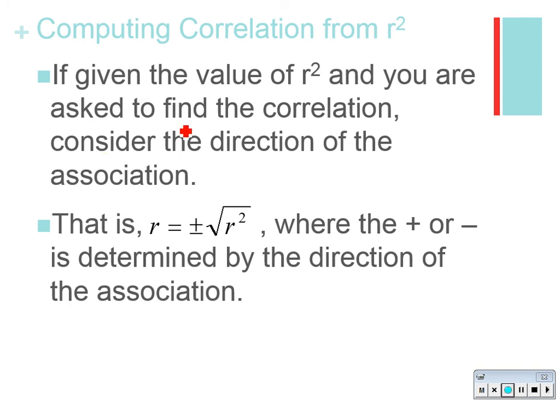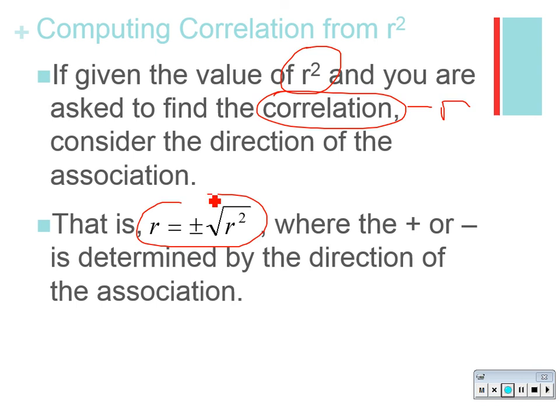One of which is this: if given the value of R squared, and you're asked to find what the correlation value is. So remember, the correlation value, the variable for that is R, okay? Consider the direction of the association. So remember that correlation can be both positive or negative. And that is, you have R is equal to plus or minus the square root of R squared, where the plus or minus is determined by the direction of the association.